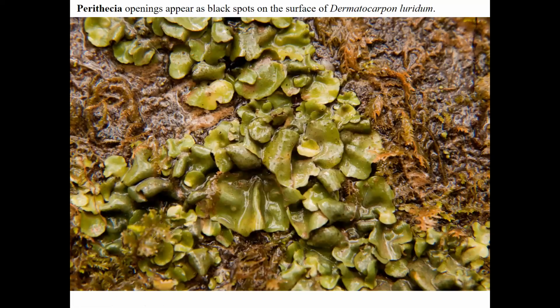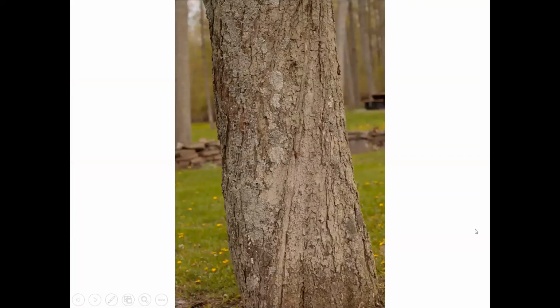This is a lichen that's called rock stippleback, I think. And it has little dots on the upper cortex. Those are the openings of those flask-shaped perithecia that produce spores. It doesn't have a nice peanut butter cup, but it's in there someplace.